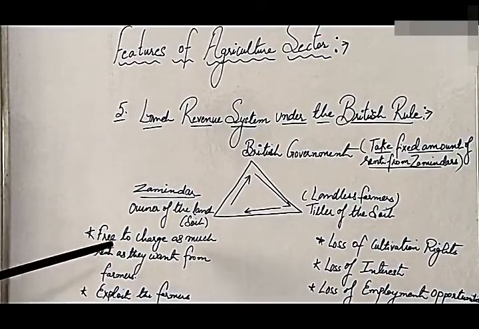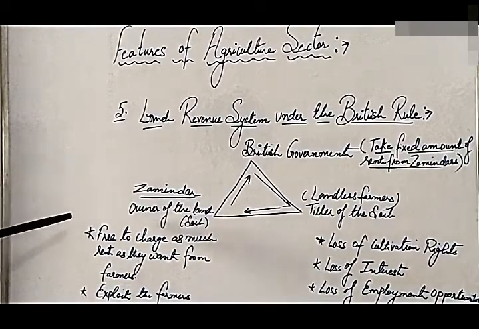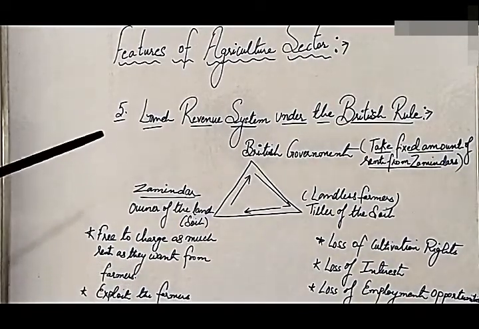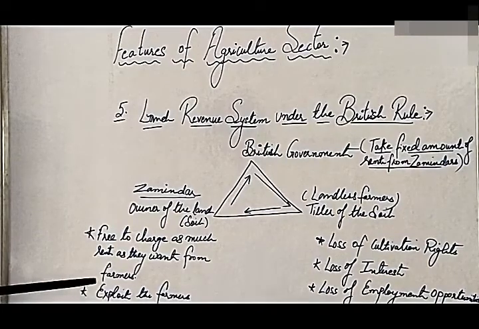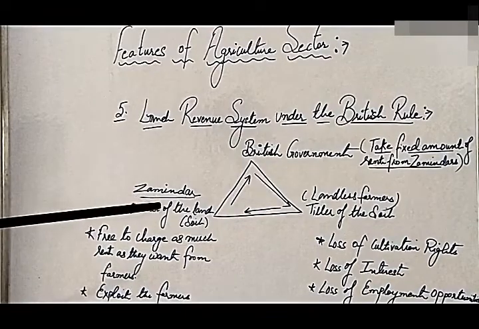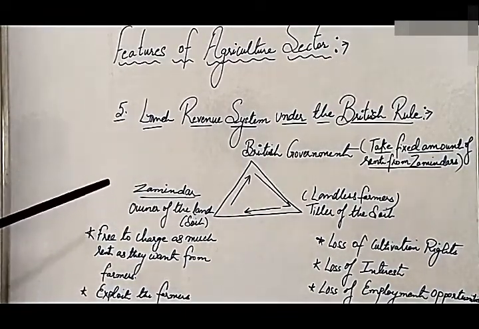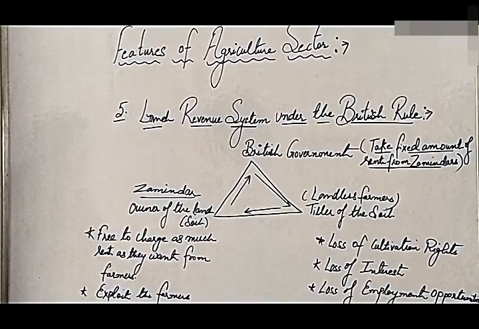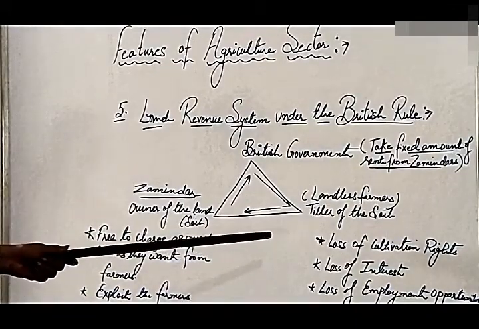Zamindars were free to charge as much rent as they wanted from the farmers in order to pay the rent on time to the British government. For these reasons, they even used to exploit the poor and the landless farmers. The farmers were the tillers of the soil. In case they were not able to pay the fixed amount of rent in the fixed period of time, they used to lose the right of cultivation, number one.